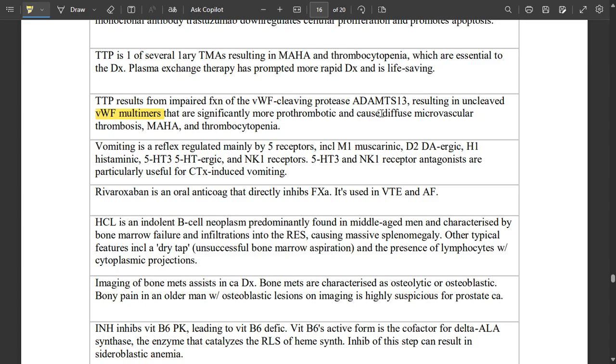Therefore it results in more coagulation, a more thrombotic state. Prothrombosis occurs, causing more diffuse microvascular thrombosis. So microvascular thrombosis occurs, and MAHA occurs. MAHA means microangiopathic hemolytic anemia, and thrombocytopenia. All three of them occur in TTP. So TTP occurs because of lack of breakdown of von Willebrand factor multimers by the protease called ADAMTS13. Therefore it causes a more thrombotic state and diffuse microvascular thrombosis, with MAHA, meaning microangiopathic hemolytic anemia, and thrombocytopenia as well.